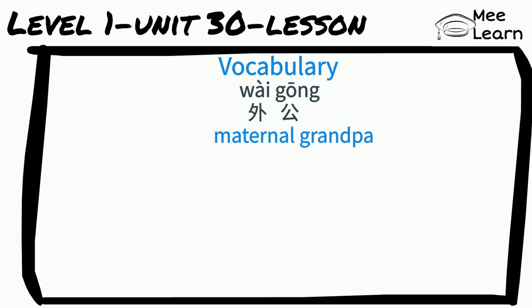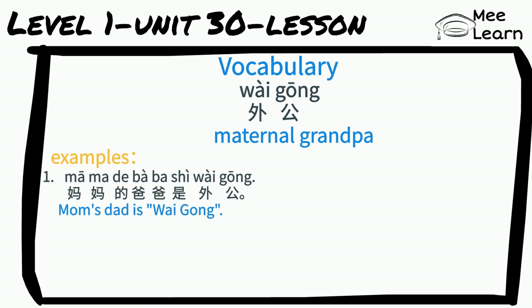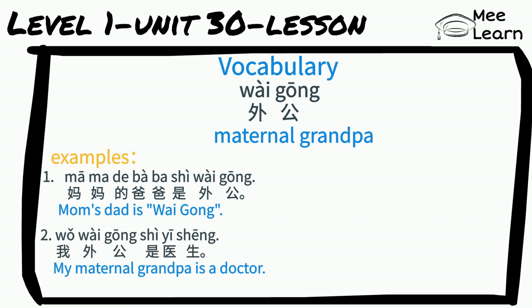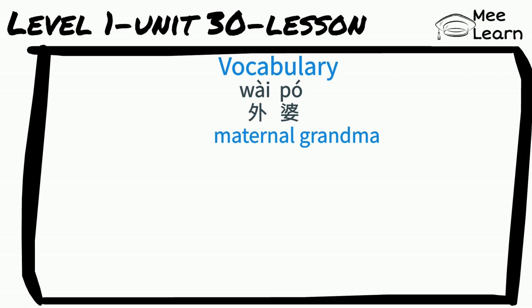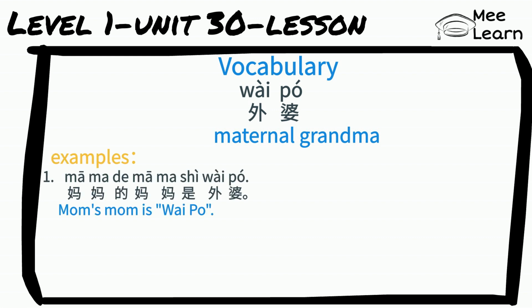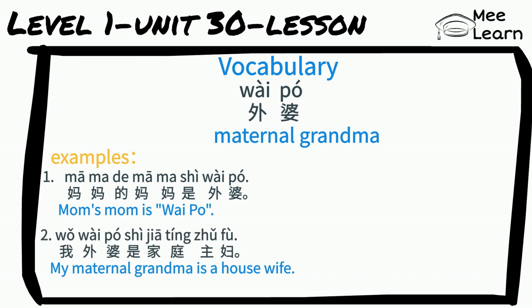外公 maternal grandpa. For example, 妈妈的爸爸是外公。Mom's dad is 外公。我外公是医生。My maternal grandpa is a doctor. 外婆 maternal grandma. For example, 妈妈的妈妈是外婆。Mom's mom is 外婆。我外婆是家庭主妇。My maternal grandma is a housewife.